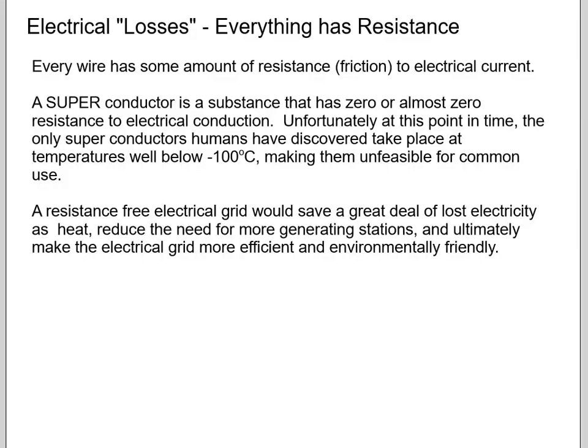Okay, so now electrical losses. Everything has resistance. We tend to model some things as being resistance free. We don't usually account for resistance in the wires of a circuit. It just becomes a bit tedious. But something called a superconductor is a substance that has almost zero resistance. We don't have a lot of them available to us because normally they need to be really, really cold.